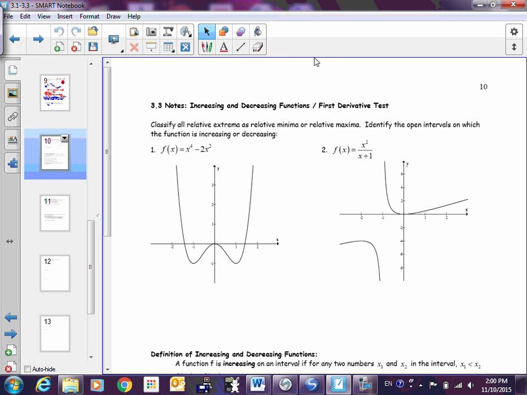All right, so increasing and decreasing. Have we ever used these words before? Yes.